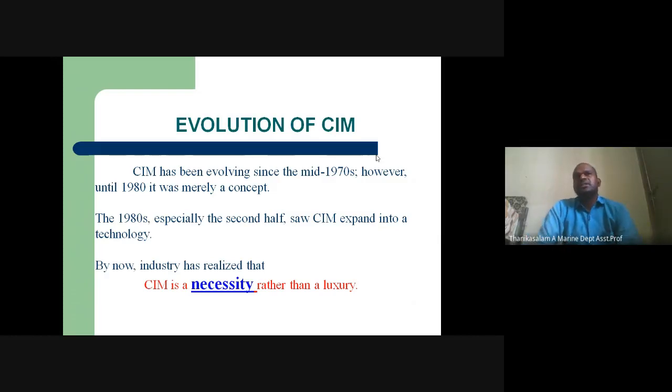Nowadays, after the technology revolution, after 2000, both on mobile and computer, from desktop to laptop to smartphones, everything is internet connected. So CIM is a necessity rather than a luxury.